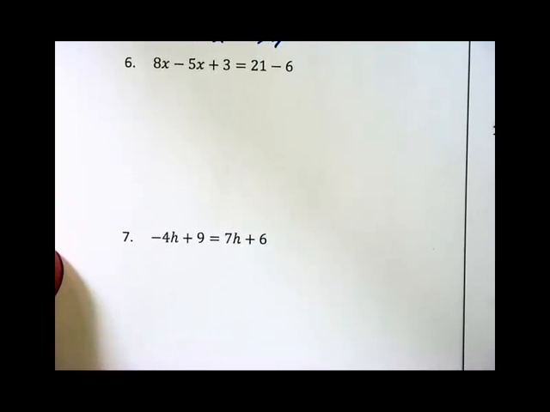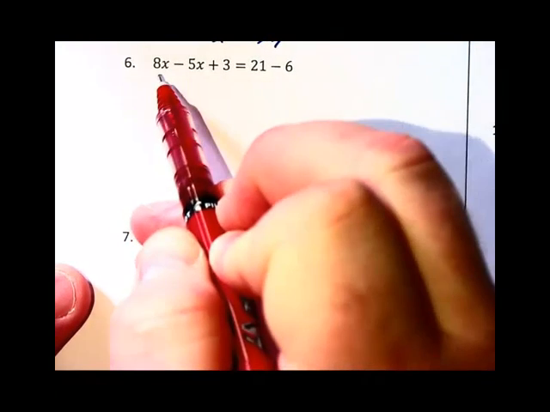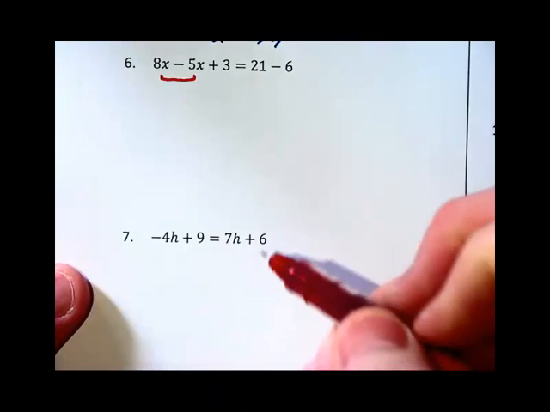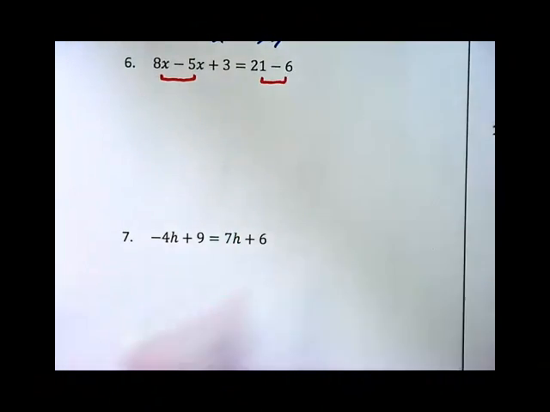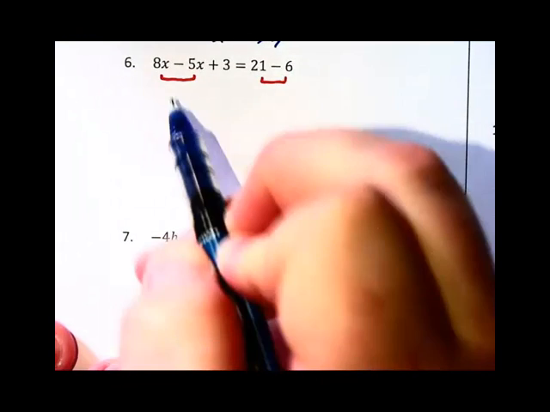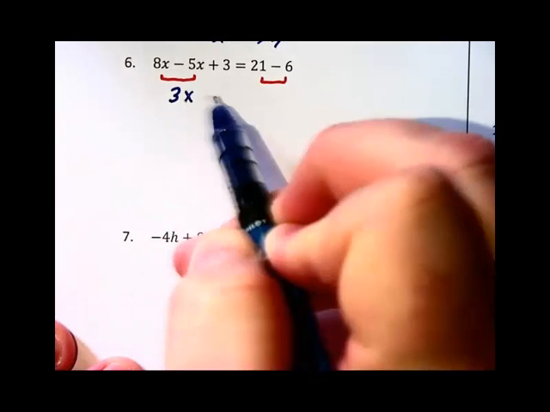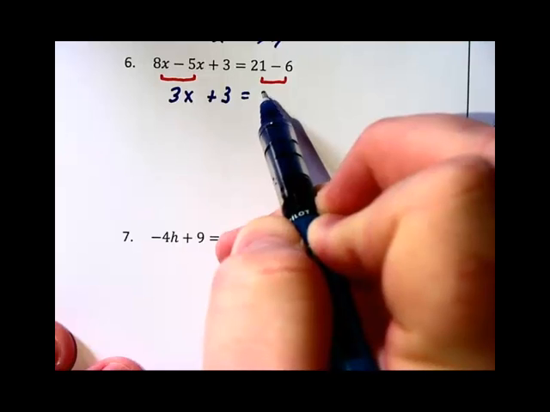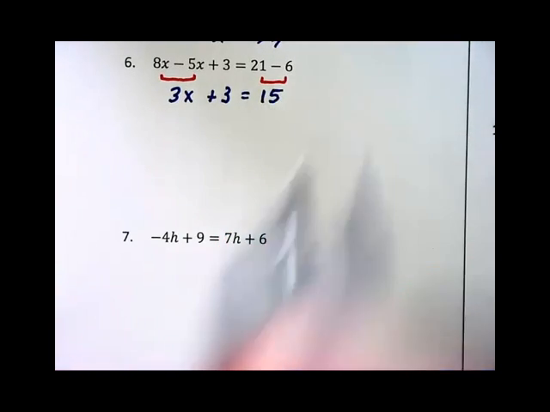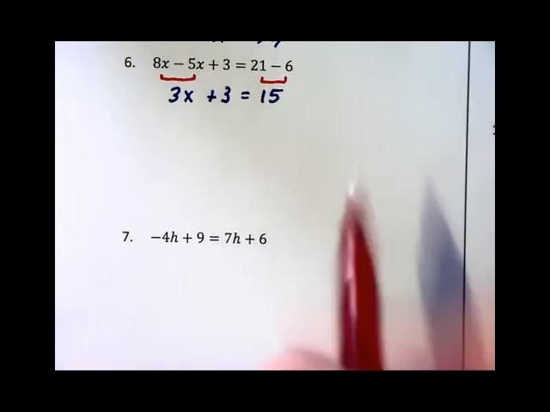Number 6. On the left side of the equation, I notice that 8x minus 5x, those are like terms that can be combined. But I also notice on the right-hand side, we have some like terms that can be combined. So 8 minus 5 is going to give us 3x plus 3 equals, and on the right side we're going to subtract and get 15. Now we've got a nice, neat two-step equation.